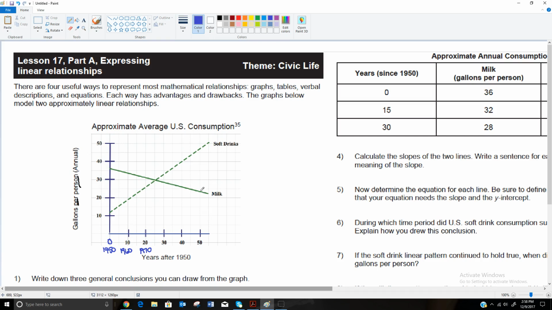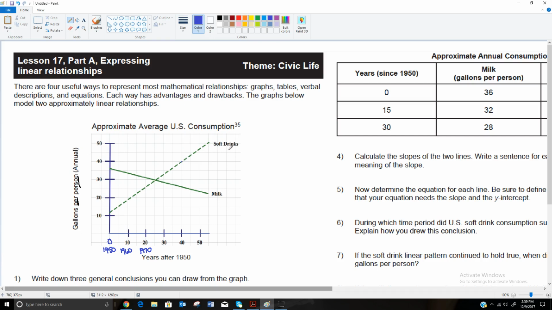If we go over to another one, let's try to find one that's kind of easy to read. So 40 years after 1950, which would be 1990, this is for soft drinks, the average person consumed 40 gallons of soft drinks in a year.